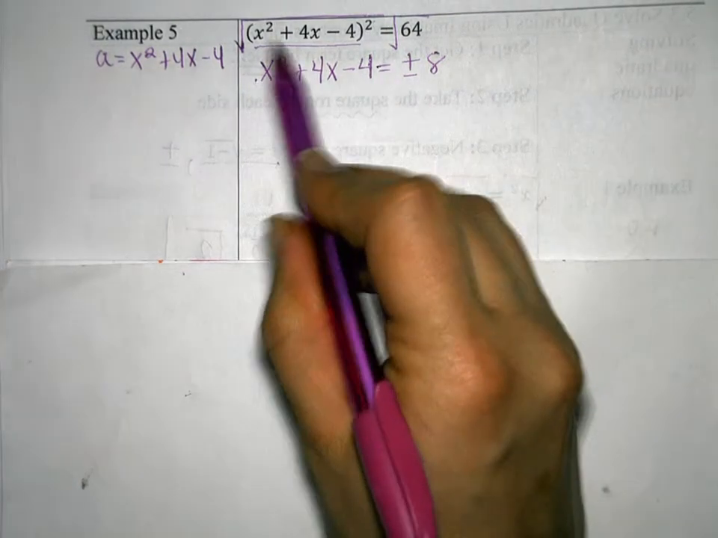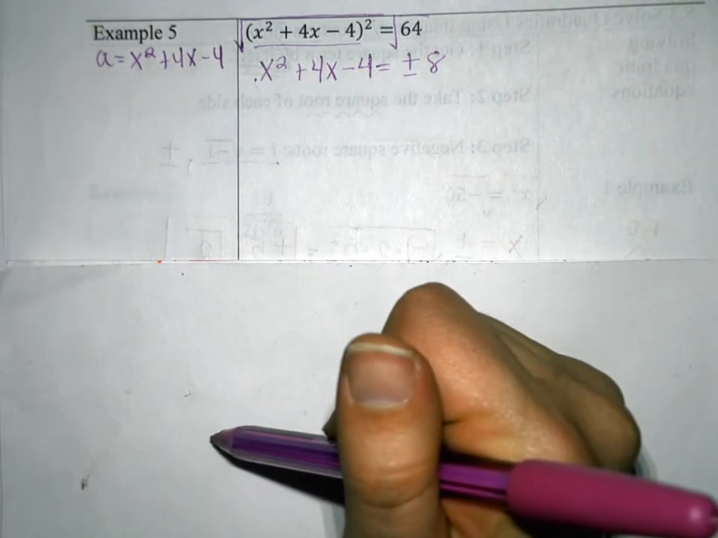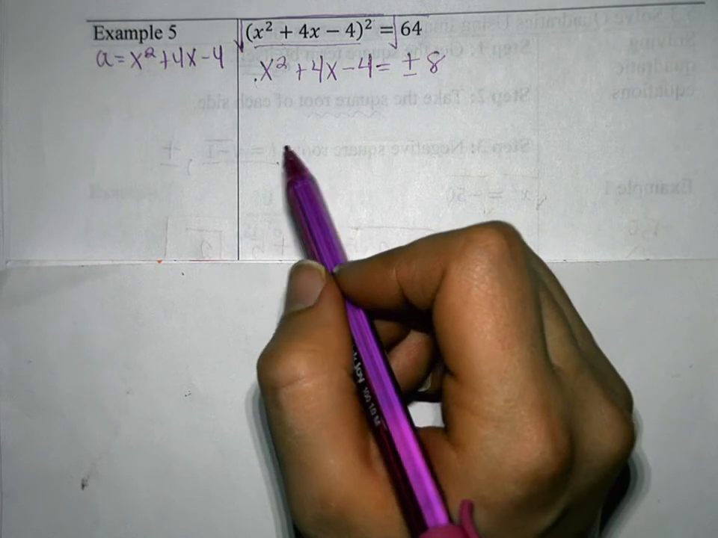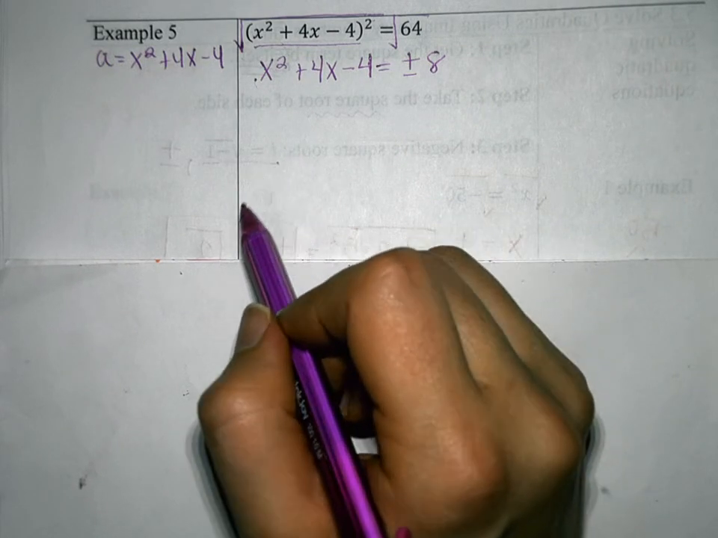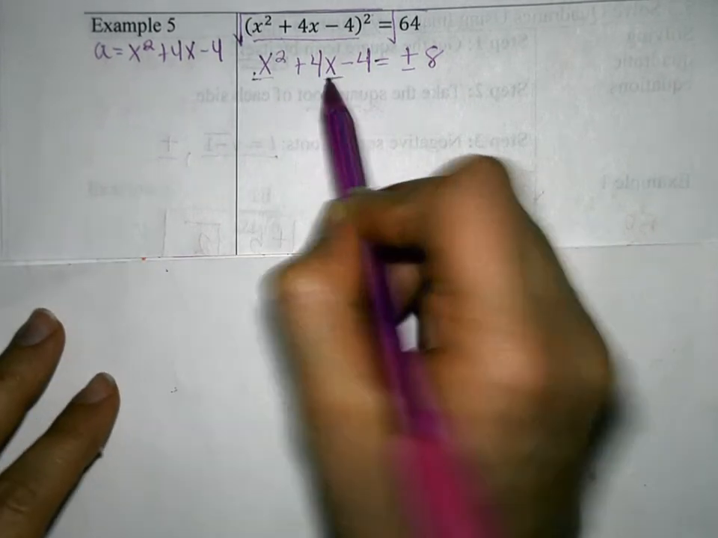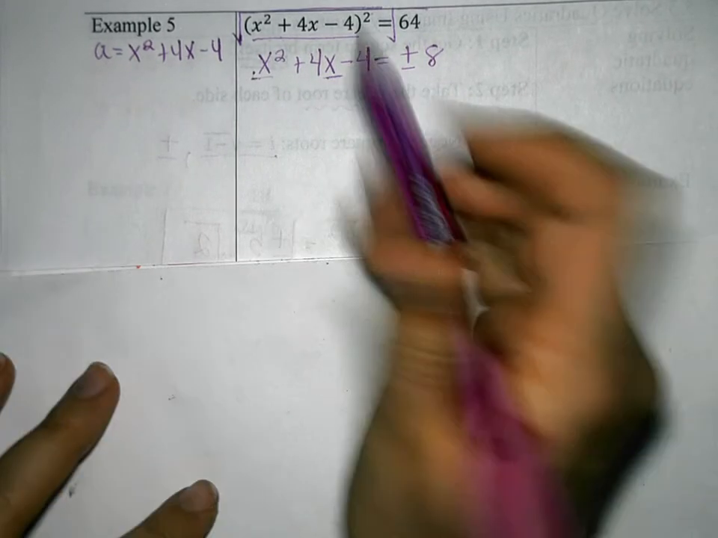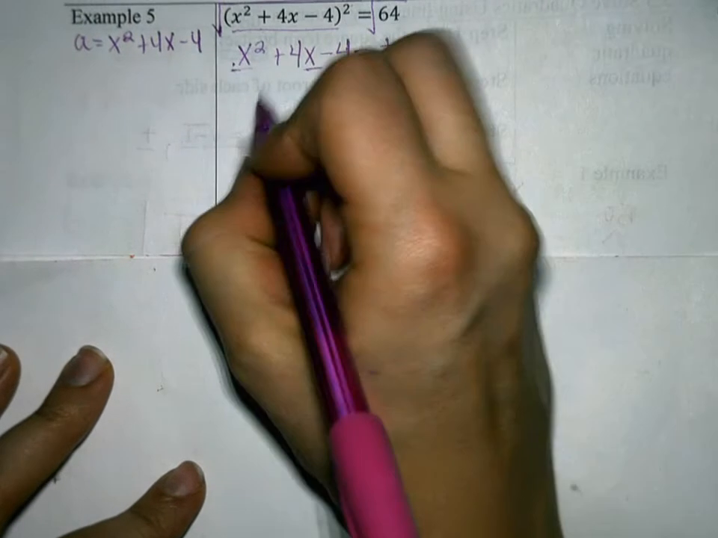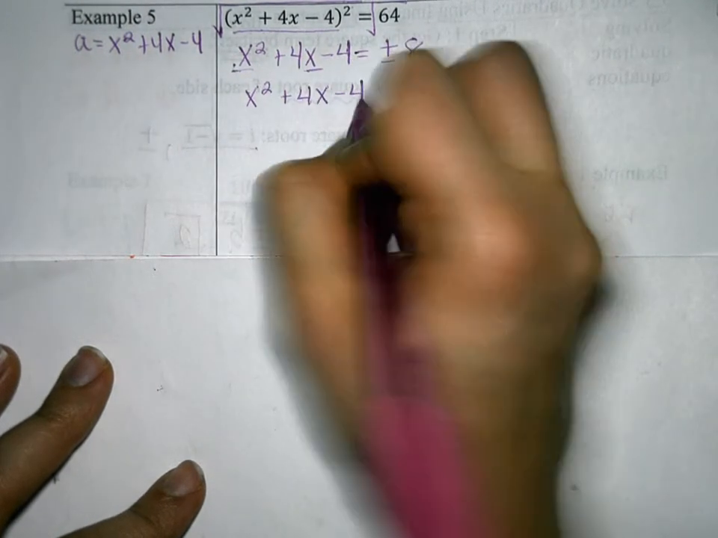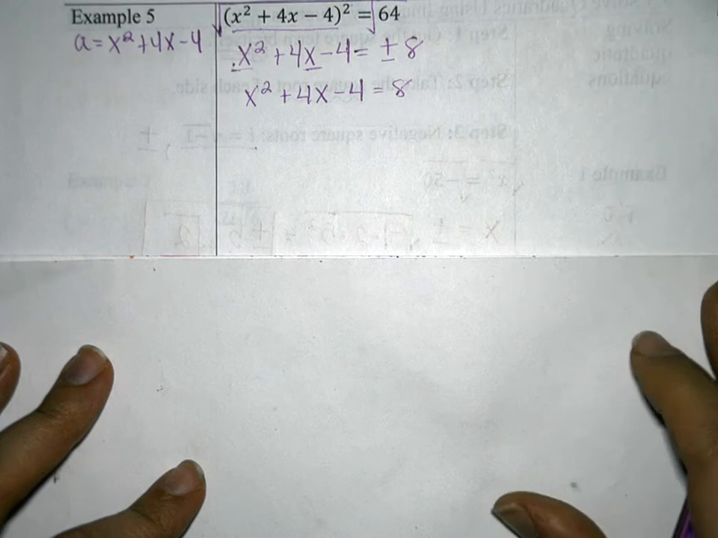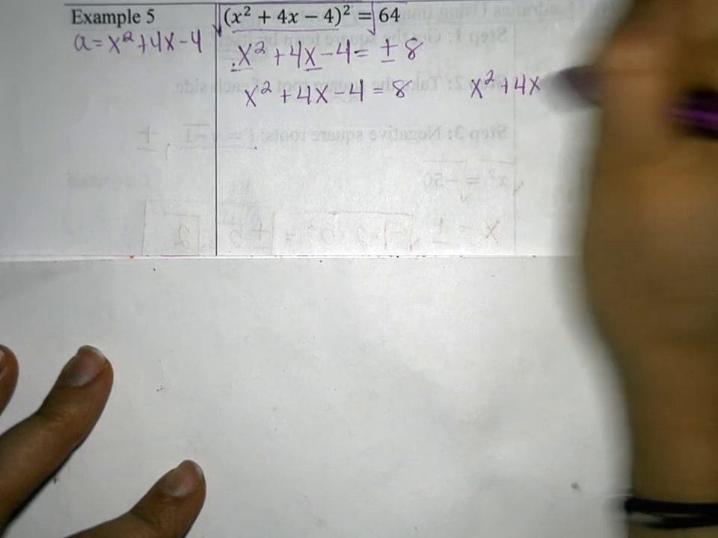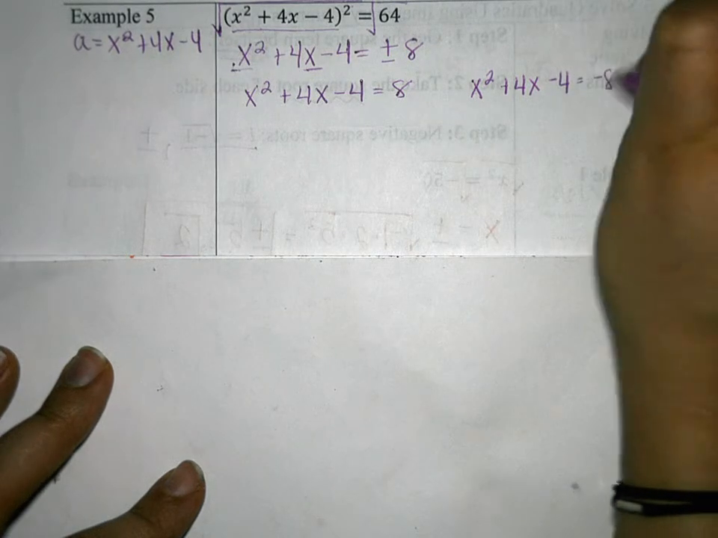Now I still have another squared term, so I still need to solve for that one. So we actually have two scenarios here, and what I want you guys to do in this case, because we have an x squared and an x, we're going to have to use factoring. So this gives me two scenarios. x squared plus 4x minus 4 equals positive 8, and x squared plus 4x minus 4 equals negative 8.